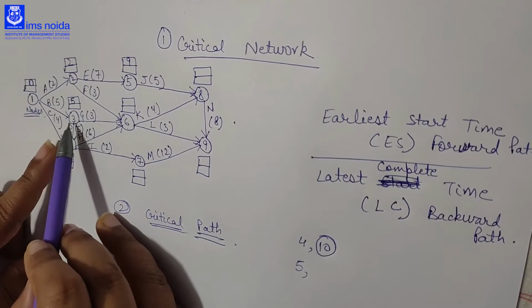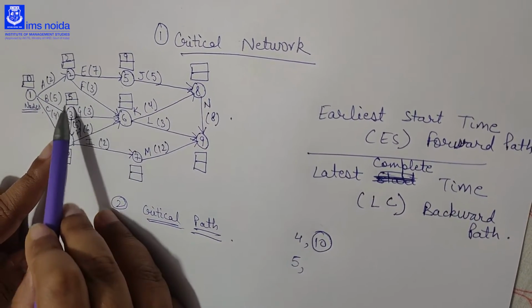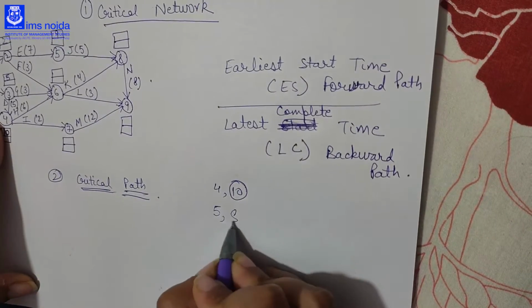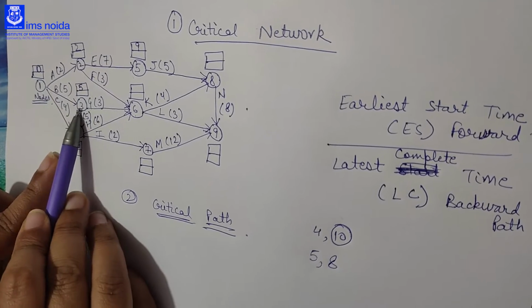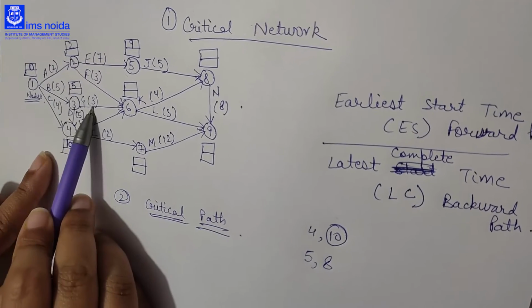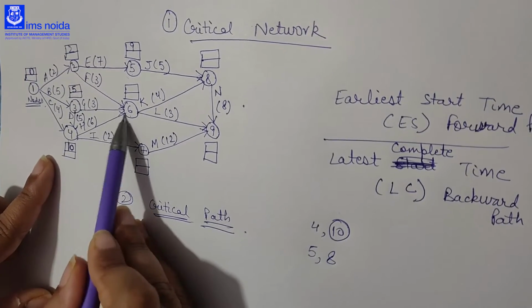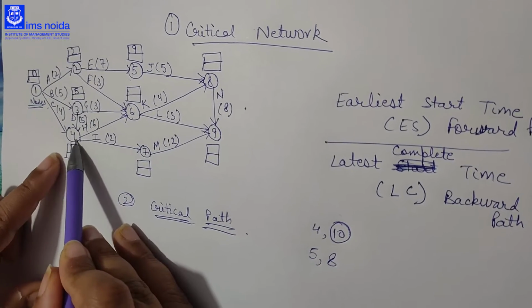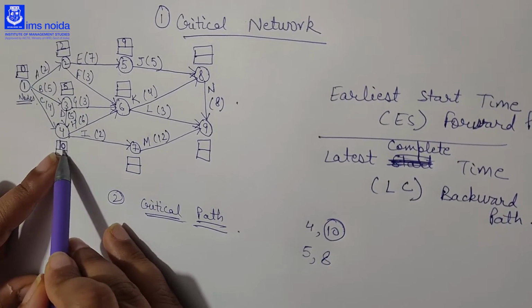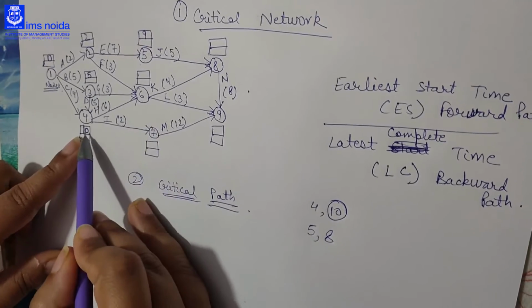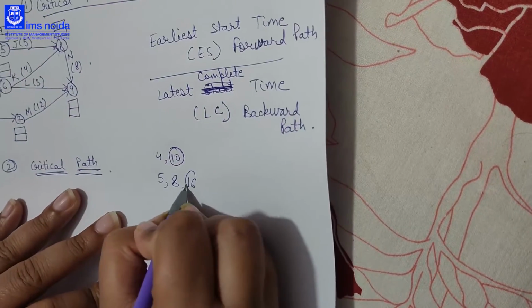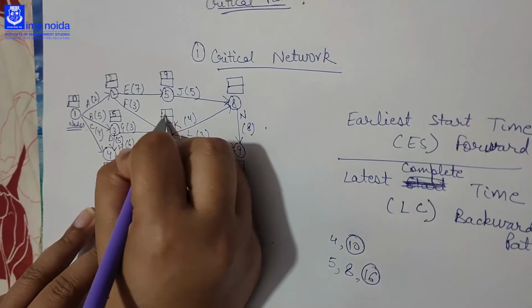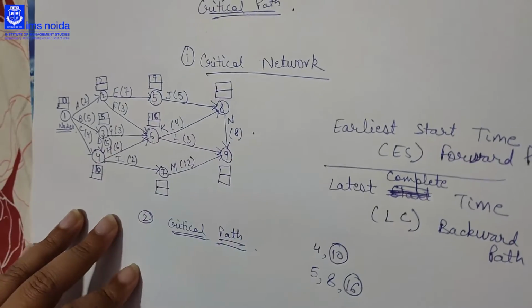Then if we come from 3 to 6, we require 5 plus 3, 8 minutes. As the time required to move to 3 is 5 minutes, and from 3 to 6 is 3, plus 5 is 8 minutes. Then we will come from 4 to 6. As the time required to come to 4 is 10 minutes, and from 4 to 6 we require 10 plus 6, that is 16 minutes. So the maximum time is 16. So the earliest start time of 6 is 16.